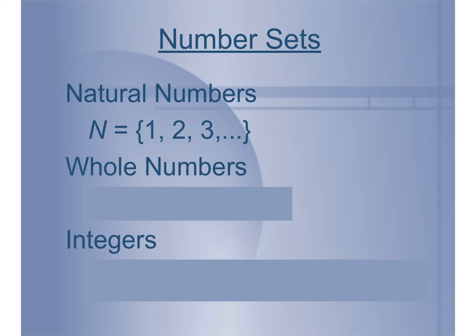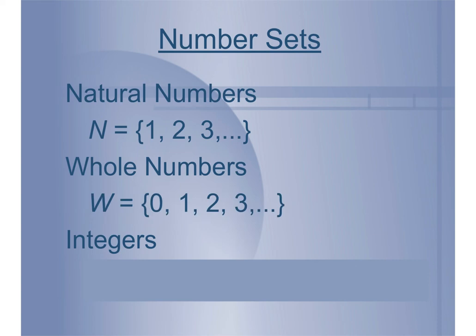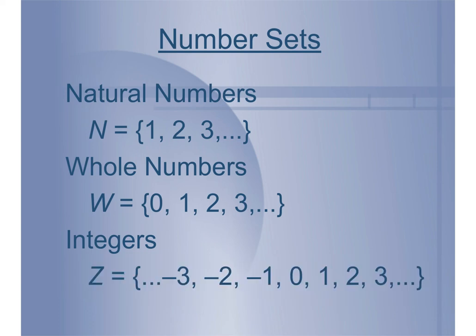Whole numbers. The only difference between whole and natural is it starts with 0. All right? While you can't actually count 0 because there's nothing there to count, whole numbers include it. All right? So natural numbers, 1, 2, 3. Whole numbers are 0, 1, 2, 3. And then you have what's called integers. The difference between whole numbers and integers is that integers include negative numbers.